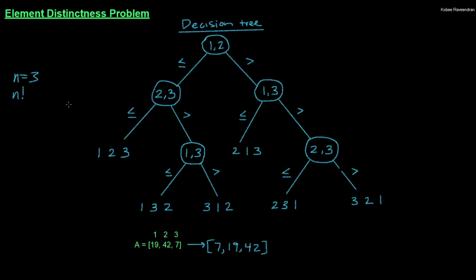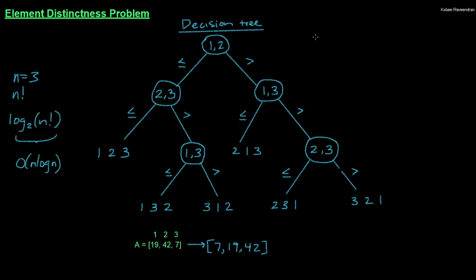And one thing to note is that if we were to determine the height of a binary tree, it's basically just log base 2 of the number of leaves. In this case, you'll notice that n factorial, or 6, is actually the number of leaves we have here. So writing that like this, we also know that this is actually in O of n log n.